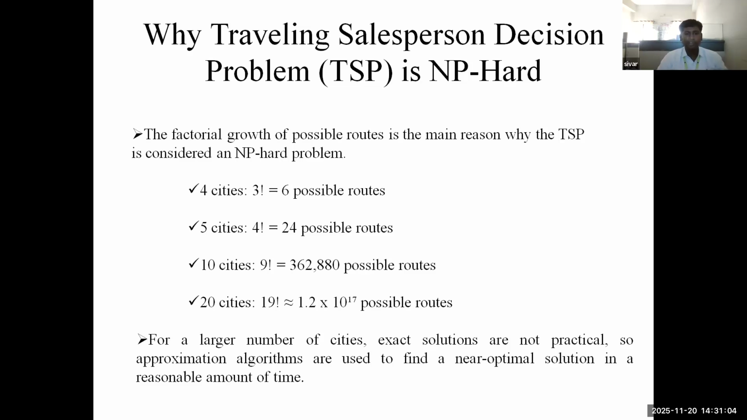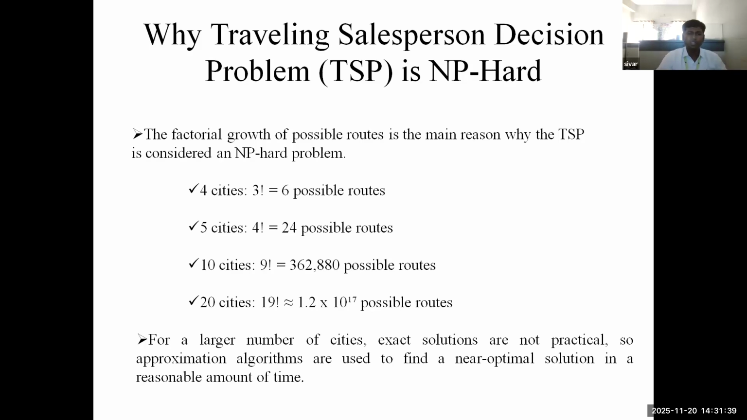Suppose a graph has five cities, the possible routes are 24. A graph having 10 cities has 9 factorial possible routes. A graph having 20 cities, 19 factorial. A graph having 50 cities, that is 49 factorial. It is a very big number. So we are not calculating all possible routes of 50 cities or 100 cities. So you can say that the traveling salesperson problem is also considered an NP-hard problem.